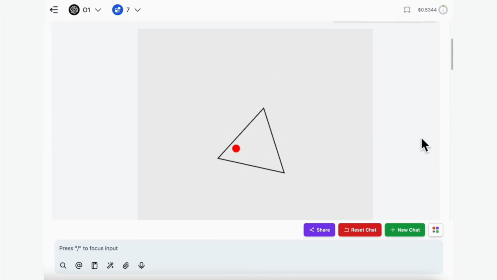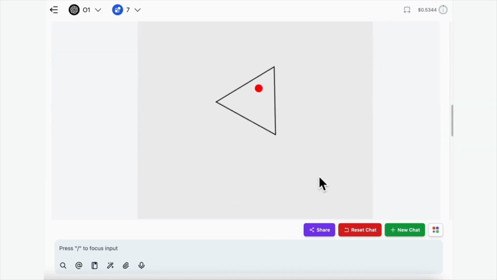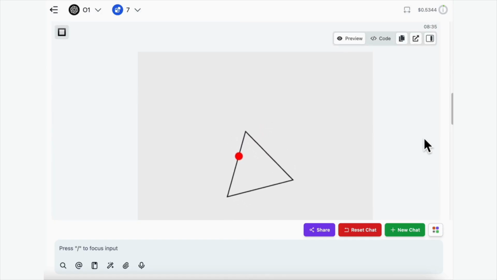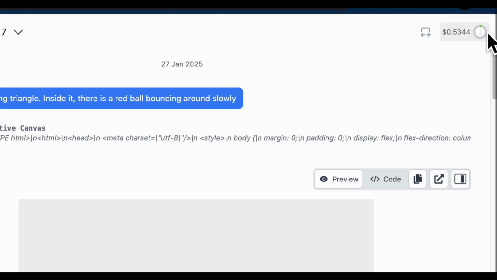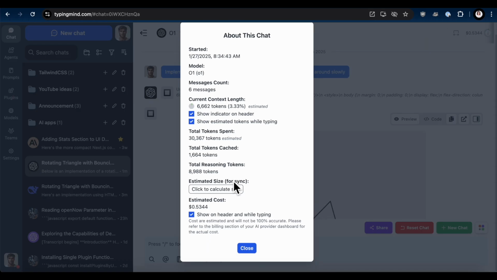Now let me check its answer. Wow, looks good. Almost identical to DeepSeek's result. Oops, the red ball is bouncing outside the triangle. Sorry, GPT-01, you get 0 points for this question. But honestly, I'm still impressed by how fast it delivered the response. It cost me 50 cents for this one prompt alone. Meanwhile, DeepSeek R1 only costs $0.0026. So the choice is yours.